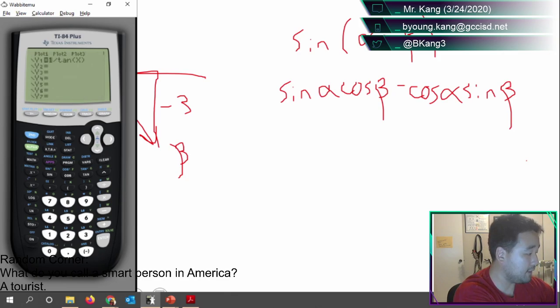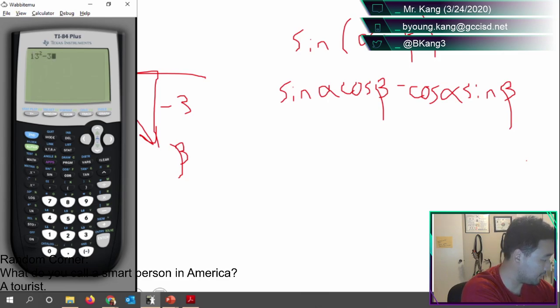Remember, if you need help figuring out how to simplify, here we'll just start from scratch. Okay, so you do 13 squared minus 3 squared. And it doesn't matter that it's negative, it's going to get squared anyway. So you see 160, the square root of 160 does simplify.